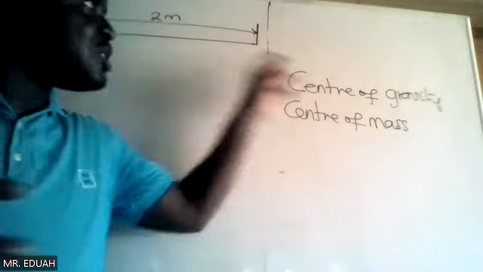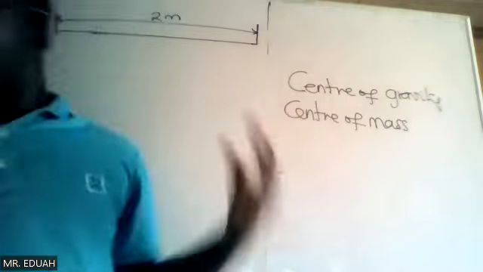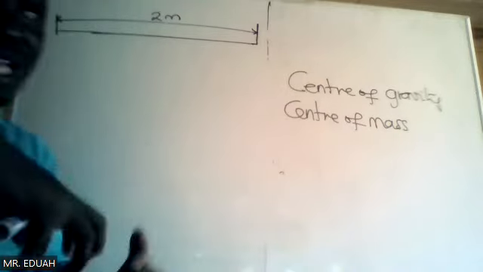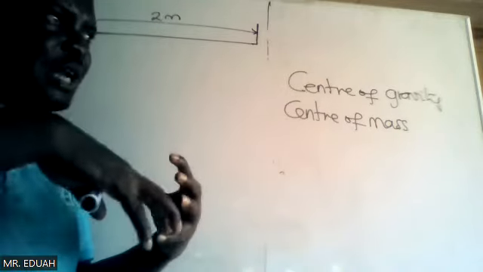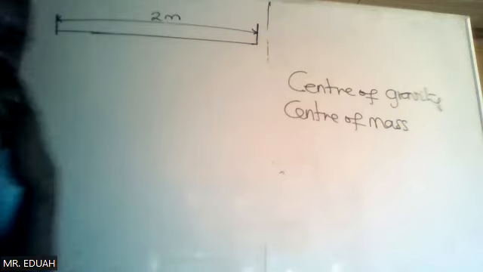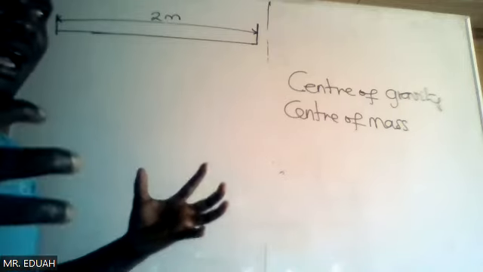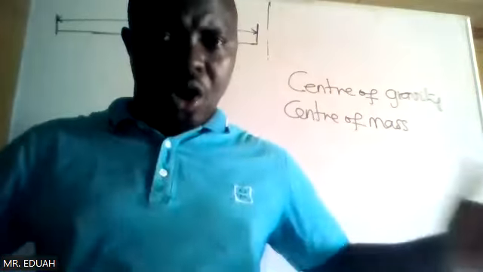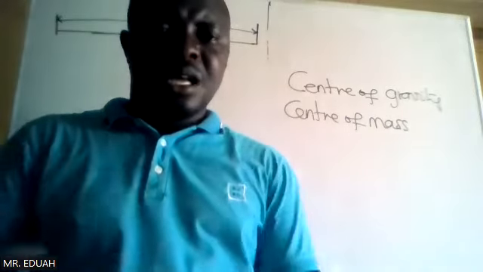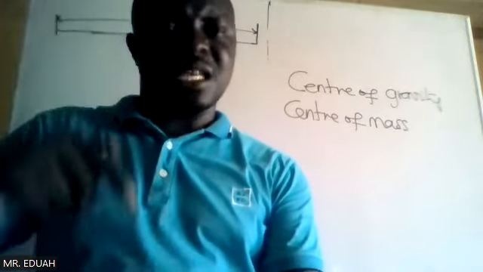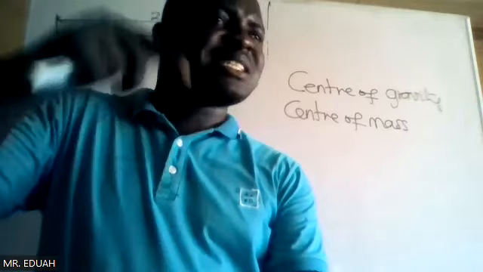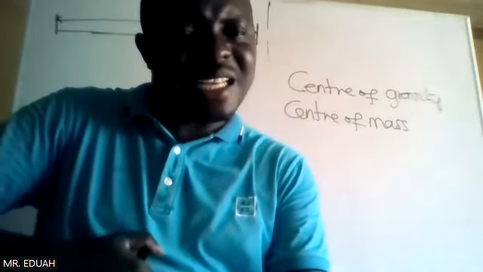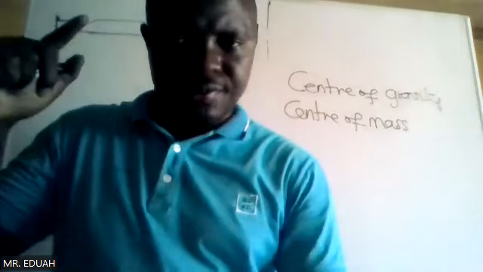Center of gravity is defined as a point within a body where its total weight appears to act. Now, if you have a uniform meter rule or uniform beam, then its center of gravity would act at the center or midpoint.